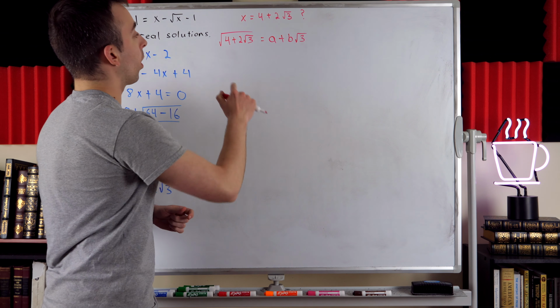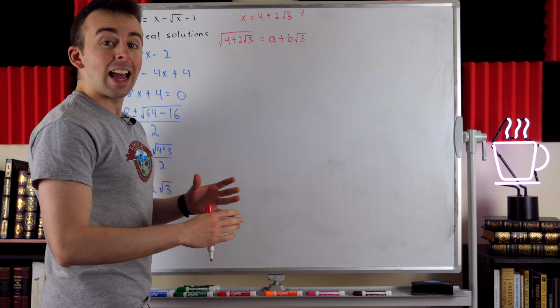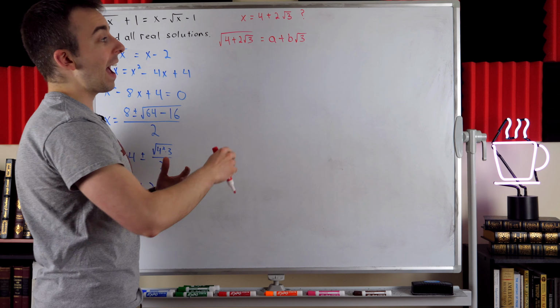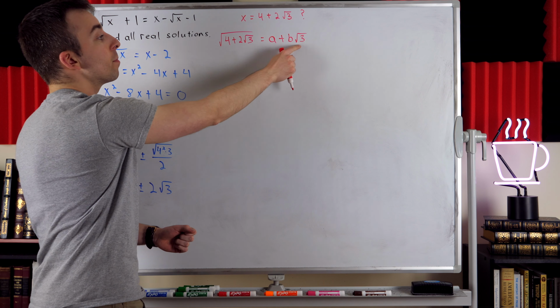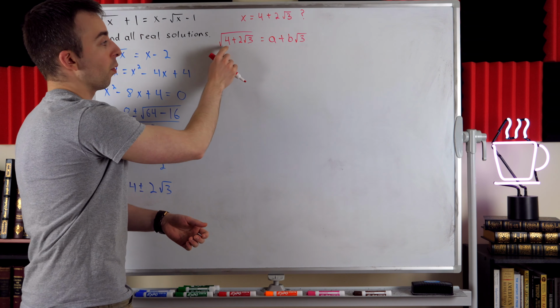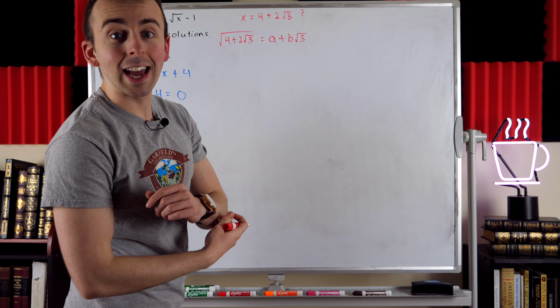One method that can work to find the square root of an expression like this is to be optimistic and hope that the square root of this has the same form. So perhaps the square root of this is a plus b root 3, the same form as 4 plus 2 root 3. We just need to figure out what a and b are.